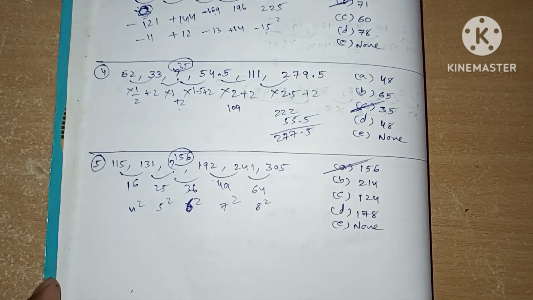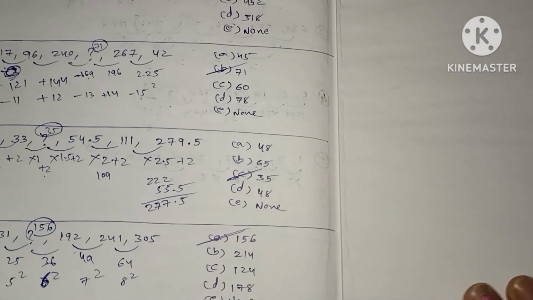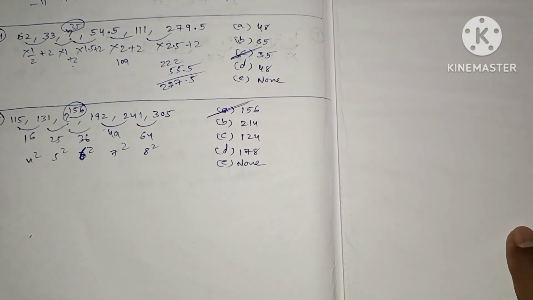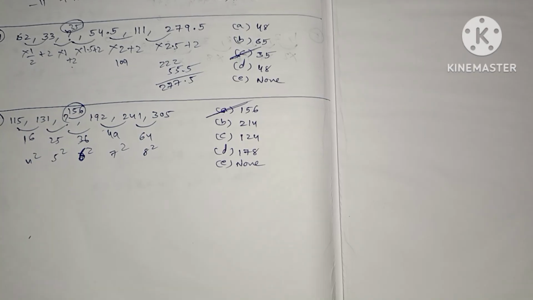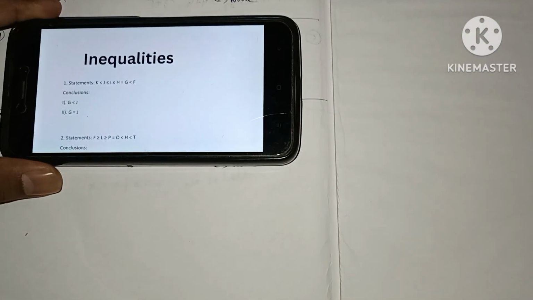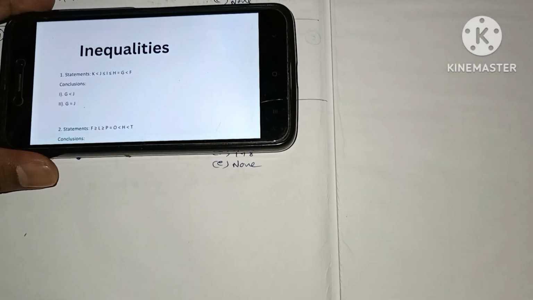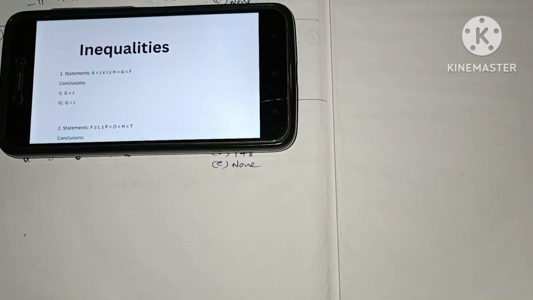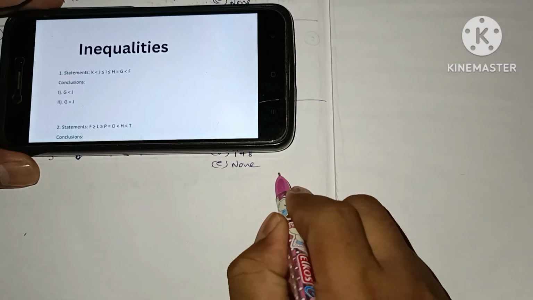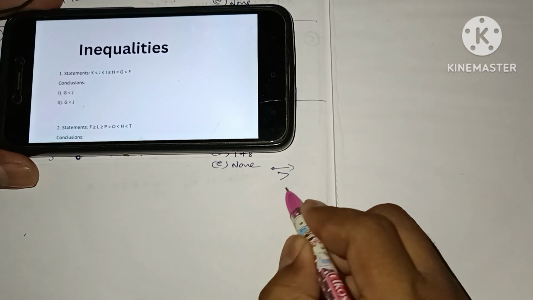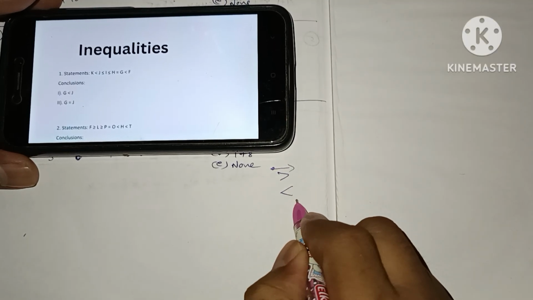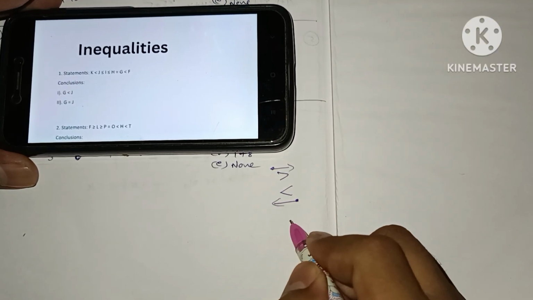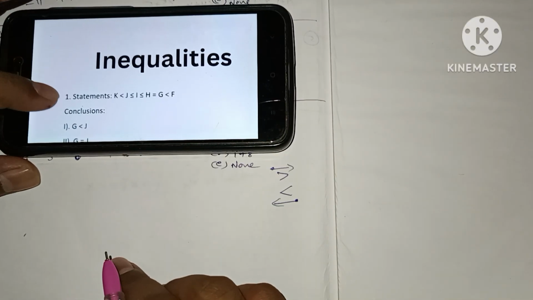Now we are going to see inequalities. For the concept of inequalities, what we use here is the flow method. So if we see a symbol like this, it means the flow from this side to this side. If we see a symbol like this, the flow from this side to this side. Let's see and understand through the questions directly.